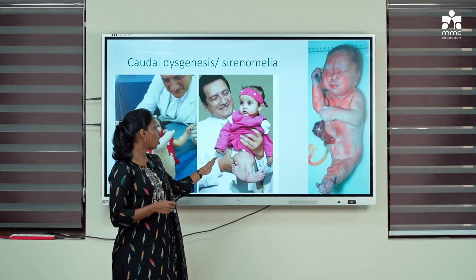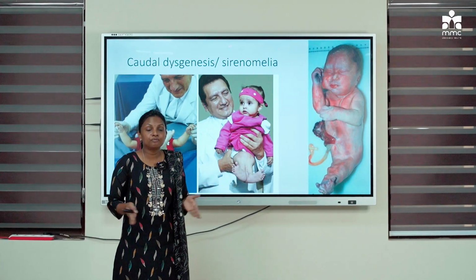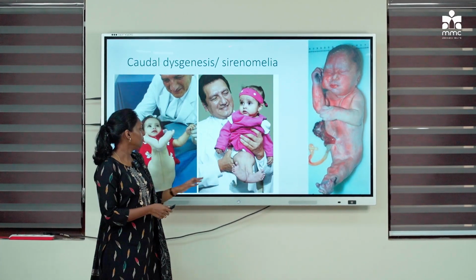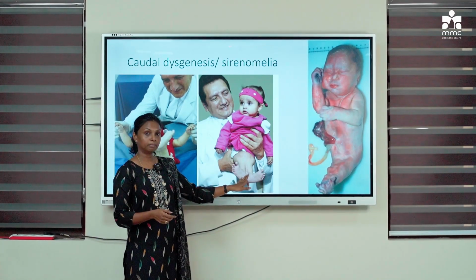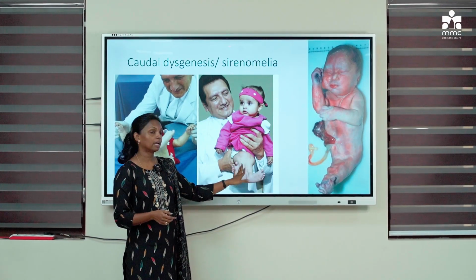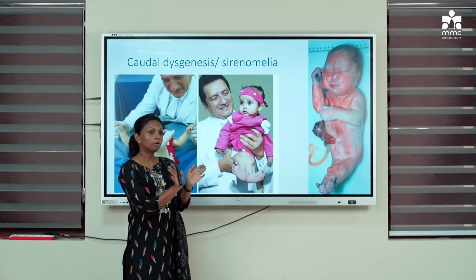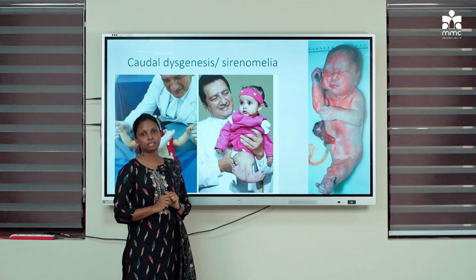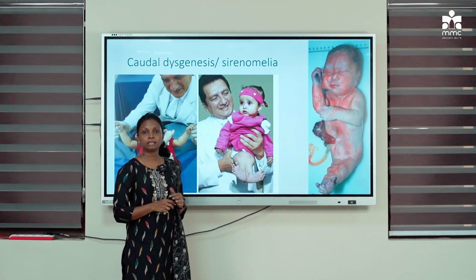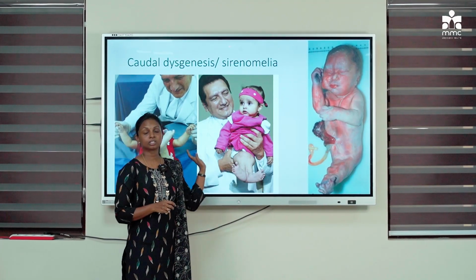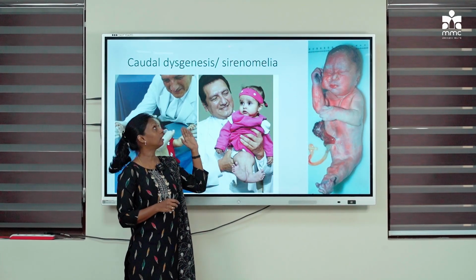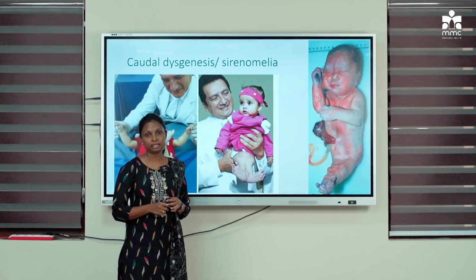Why? Because the caudal end of the body has fused. You can see the lower limbs; the two lower limbs have fused with the feet facing laterally. So, it looks like a mermaid tail, isn't it? So, that is why this condition is called mermaid baby, or it is called Sirenomelia.